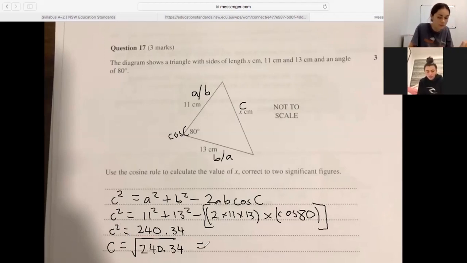See, I'm so gonna forget that. Then you should at least get 2 marks. You'll get 2 out of 3. Do you get 15.5? Okay, cool.